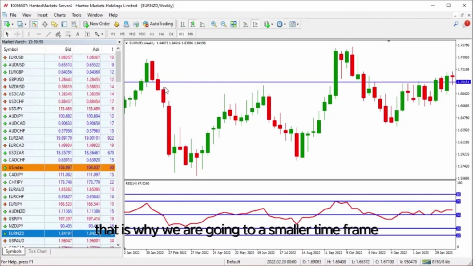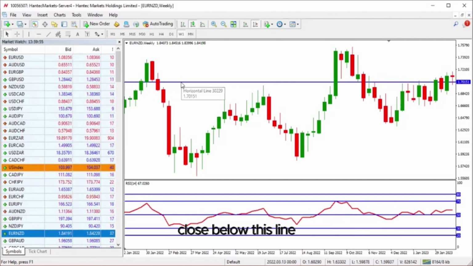For faster entries, that's why we are going to a smaller time frame. We go there and we wait for the price to close below this line. If that happens, we take a trade. And that is it. I want us to look at as many examples as we can, but I'm running a race against time. I don't want this video to be too long. That is why I am compressing everything.